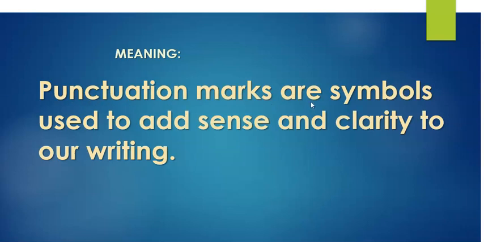Punctuation marks are symbols used to add sense and clarity to our writing. So when we are writing in English language, we are expected to use these symbols. It is these symbols that we refer to as punctuation marks. When we add these marks to whatever we are writing, it gives clarity to it, or it makes people understand it when they are reading it.